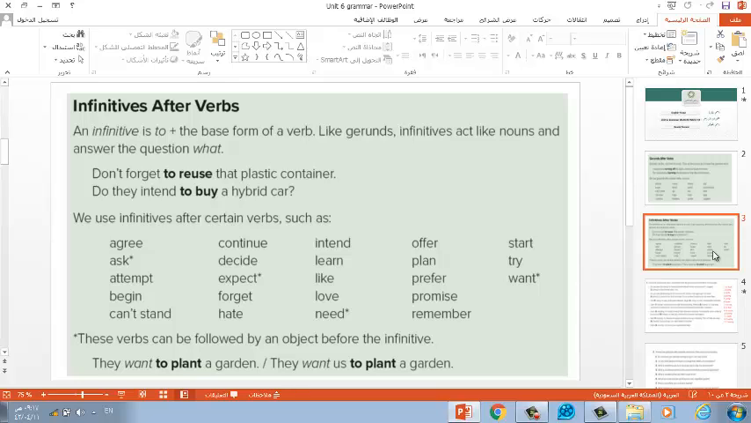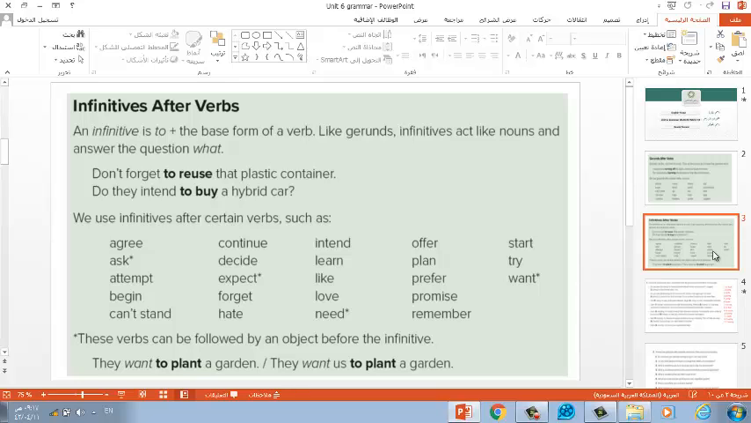We use infinitives after certain verbs such as agree, ask, attempt, begin, can't stand, continue, decide, expect, and many others, as you can see on the list. So try again to take a screenshot and memorize these verbs quite well.